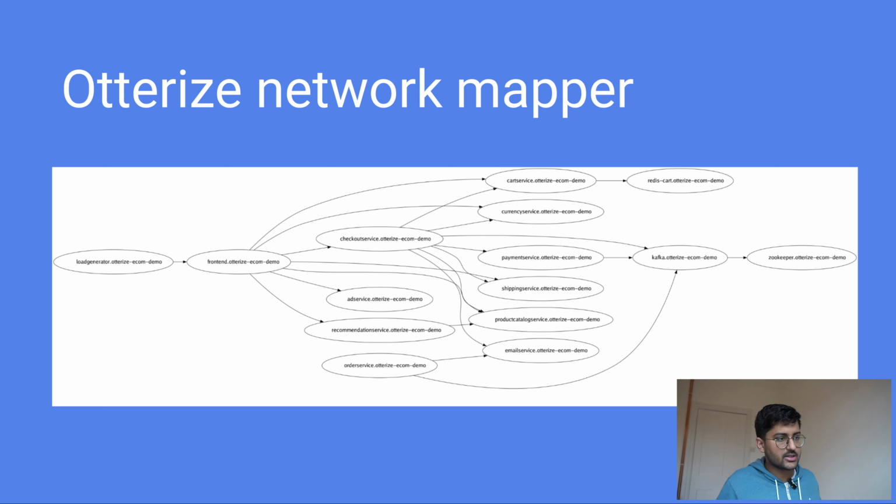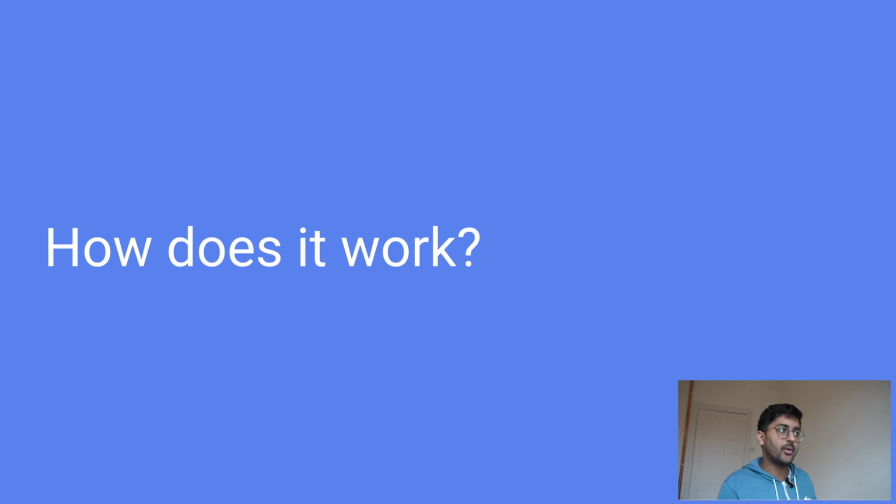So here on the screen, as you can see, this is basically an example of running the Authorize Network Mapper Visualize command on the Google Cloud microservices demo. So I'll be showing you some demos as well. We'll be using Civo. So yeah, let's learn more about that. Before we get started, I also want to share a little bit more about how it works.